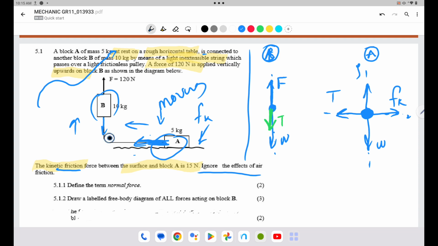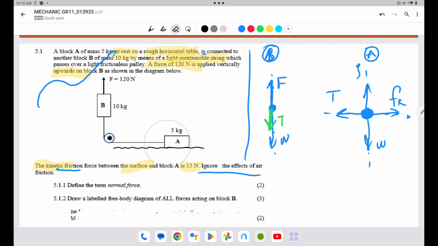Okay. I think we have done a lot there. Maybe we can try to include the magnitude of these forces on the diagram. For the weight of block B, that is mg. Let me write it in red. That is mg. What is the mass? It's 10 kg, g is a constant. Therefore, the weight will be 98 newtons. Do we know this applied force? Yes, it's given as 120.